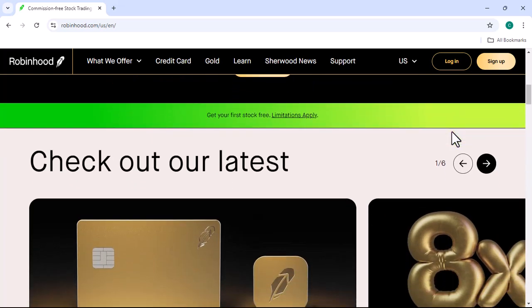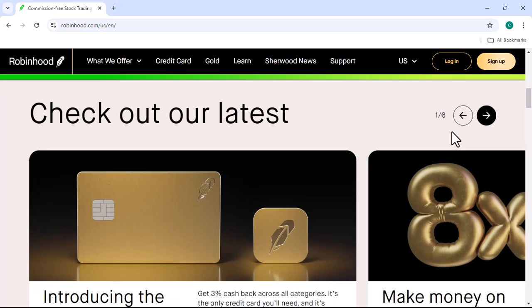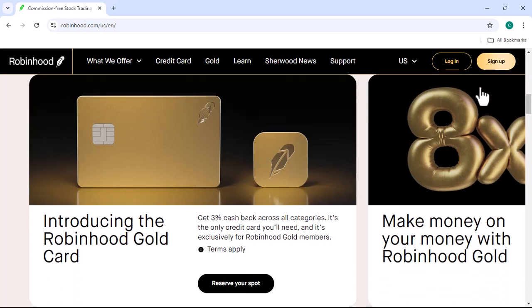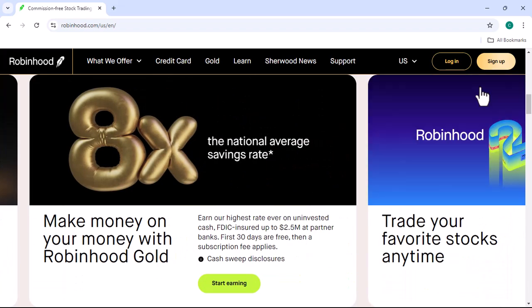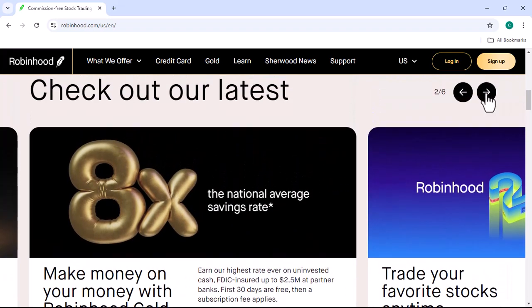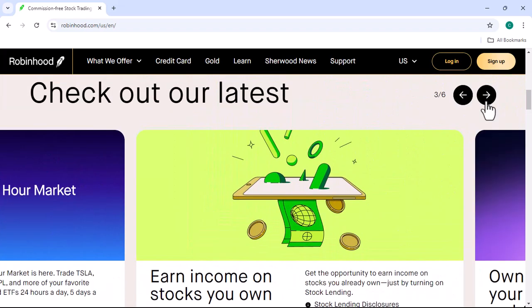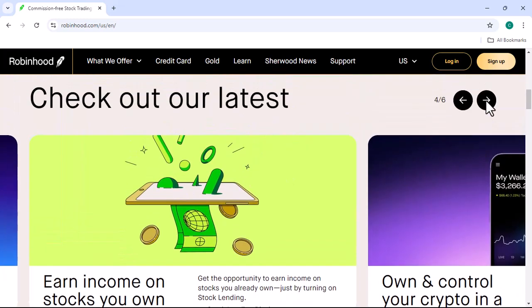Automated trading, or algo trading, has been gaining popularity in recent years. It involves using computer programs to execute trades based on predefined rules and algorithms. While it offers the potential for increased efficiency and reduced emotional biases, it's important to understand the risks involved.